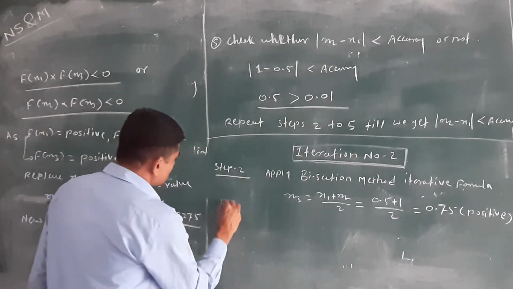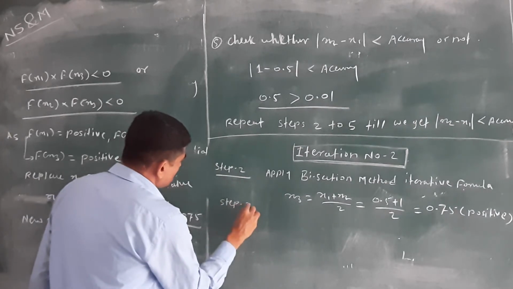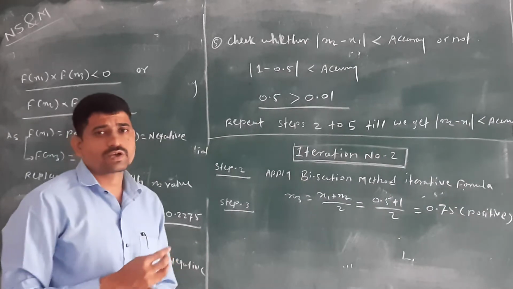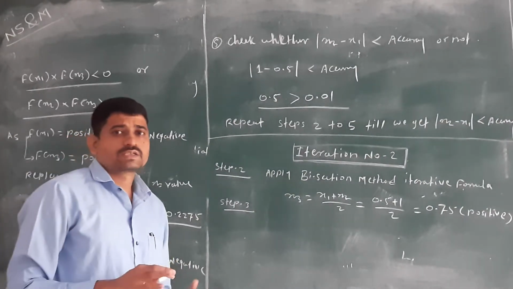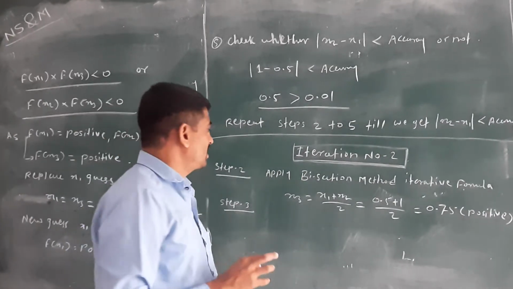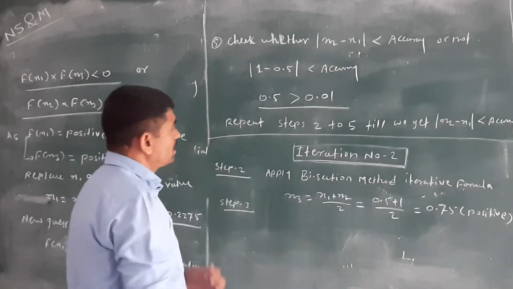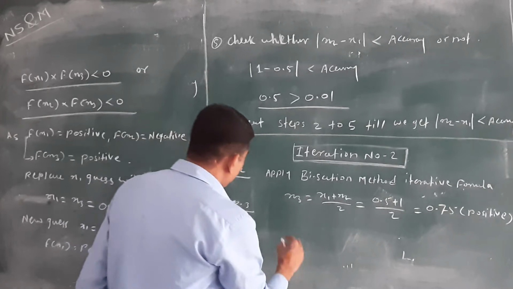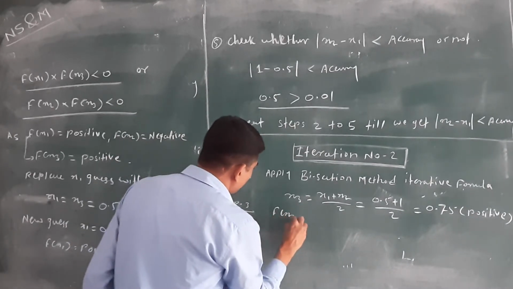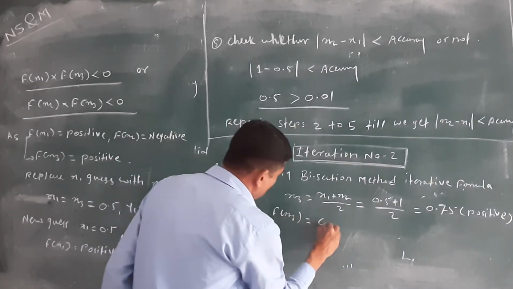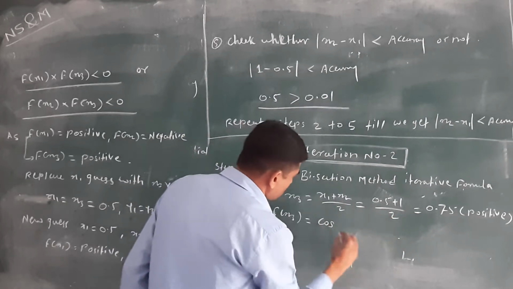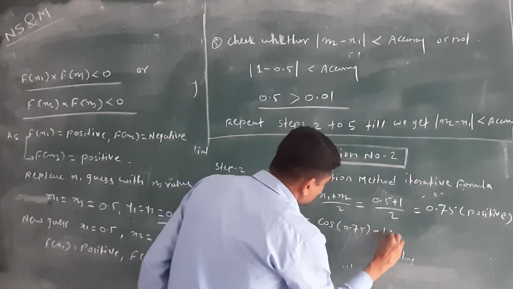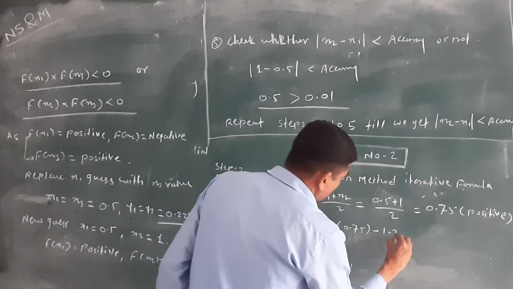Then what is step number 3? Anybody? Check whether f of x3 is positive or negative. I will directly write here f of x3. We know the equation is cos x. What is the value of that? x at 0.75, minus 1.3. What is the value of x again?